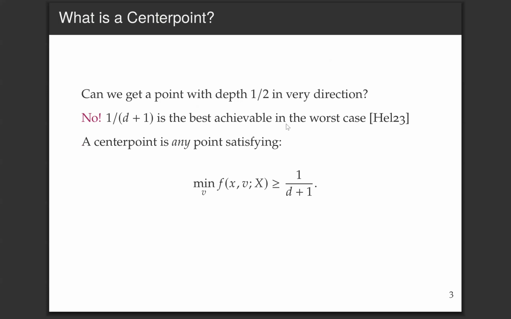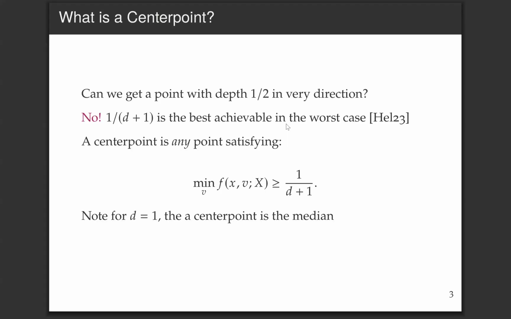And now the definition of a center point is any point whose depth in any direction is at least 1 over d. Okay, and observe that in the specific setting when d is equal to 1, in 1D, the center point coincides with the definition of the median.